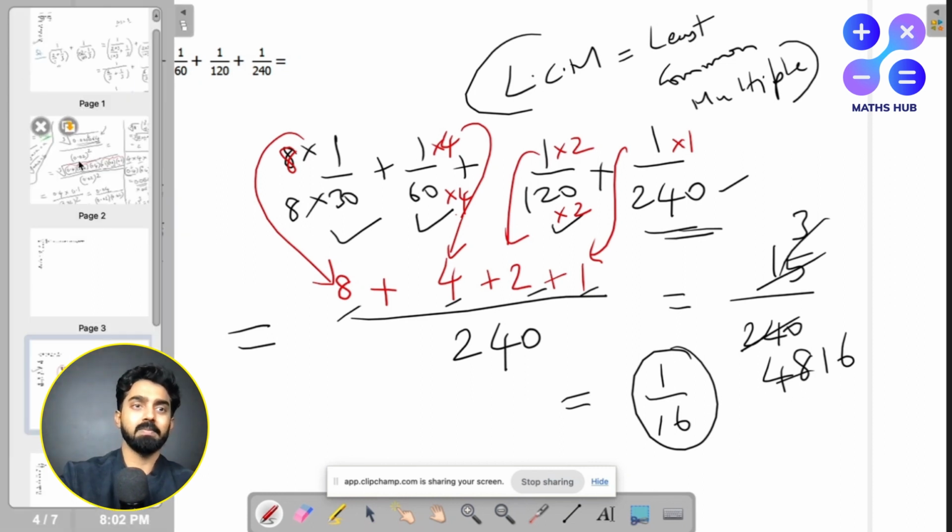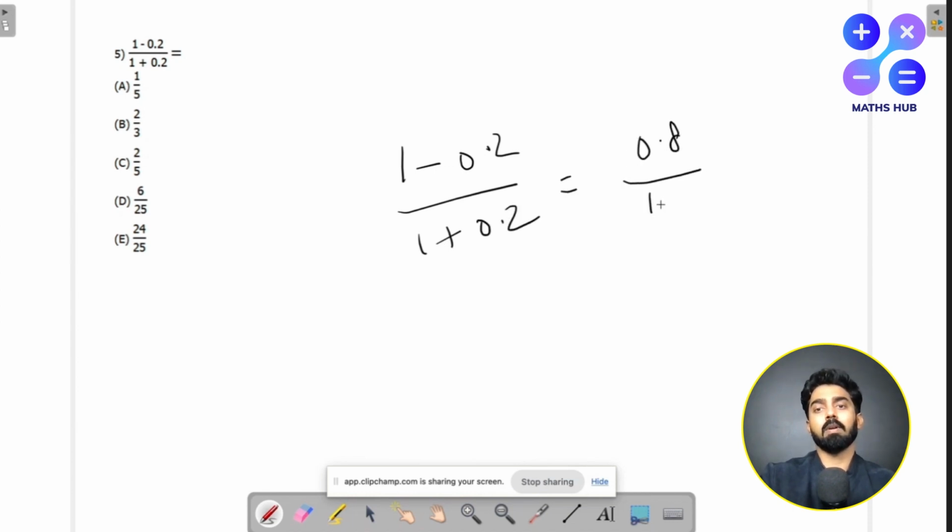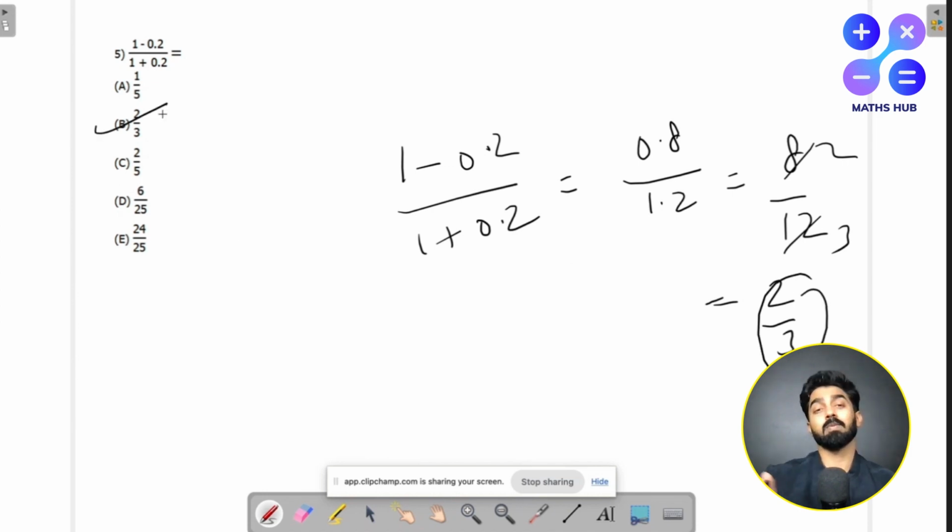Let's go to the next question. Awesome. So this looks very simple, but yeah, let's tackle it. So it's 1 minus 0.2 by 1 plus 0.2. Just nothing but 0.8 by 1.2, which is 8 over 12. So that is 4 times 2 is 8 and 4 times 3 is 12. So 2 over 3. That's very, very simple. Sometimes we end up with some simple questions as well.